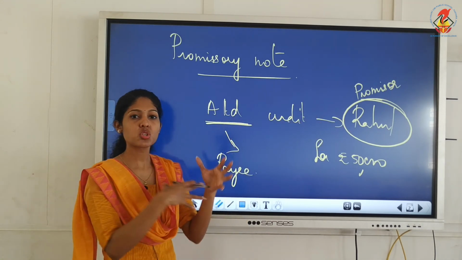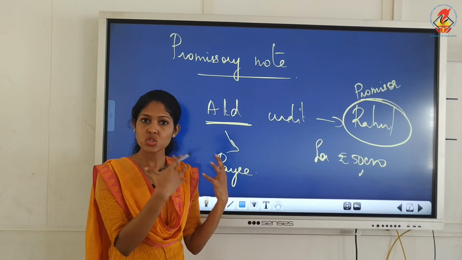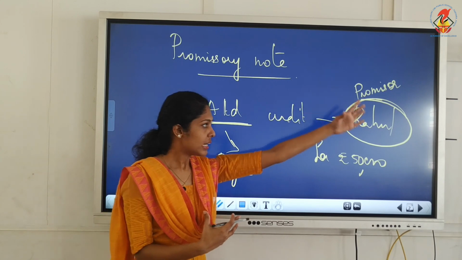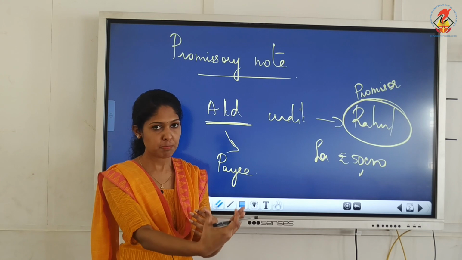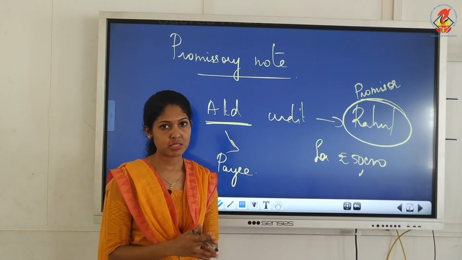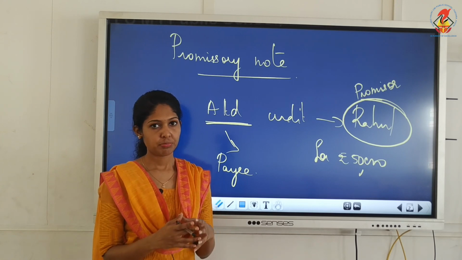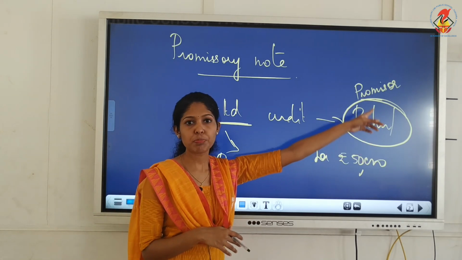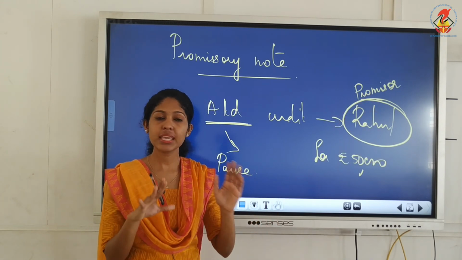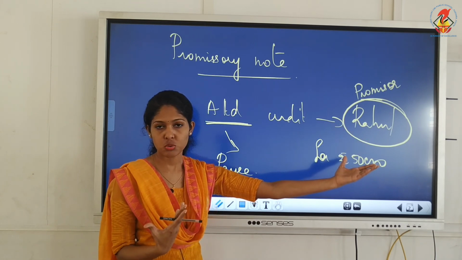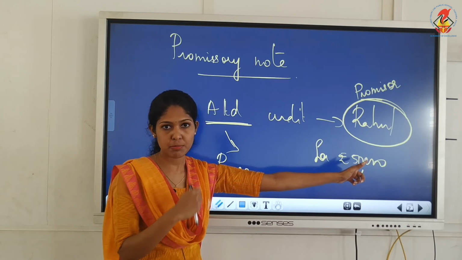Here A Limited is not drawing a bill. He is not the drawer. Okay? He is not drawing a bill. The debtor Rahul himself promises that he will make the payment to the payee on a specified date, and the amount also will be specified in the document. Understood? So the person who promises to pay is called the promisor. There is no separate person called drawer here. Actually, this person will be termed as drawer also. He is the person who is drawing the bill or who is promising to make the payment.